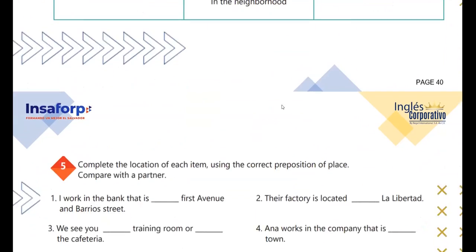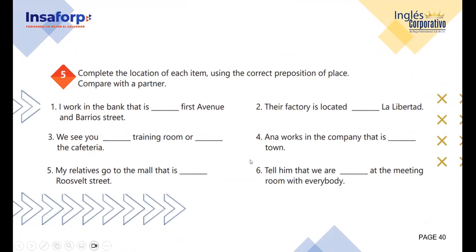Vamos a ver, let's see next picture. Ok, here we are going to complete, aquí vamos a ir complementando con la respuesta correcta. Can you help me to read, please, the sentence number one, Miss Paola? Yes, Miss. I work in the bank that is on First Avenue and Barrios Street. Yes, thank you. Number two, help me to read, Luis Manrique.